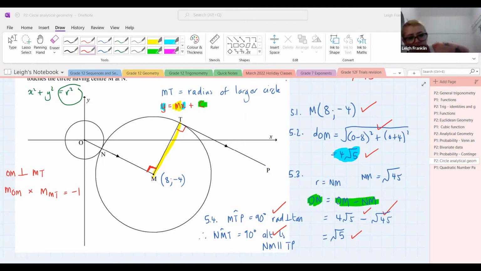Now that we've spoken about it, I want to see if you are able to do that. Just see if you can work out the gradient of MT. Remember, because OM is perpendicular to MT, the product of their gradients is -1. So work out the gradient of OM, and then the gradient of OM times the gradient of MT equals -1. When you've got an answer, you can pop it into the chat and we can answer the next part of the question.